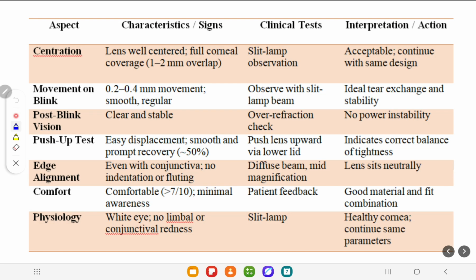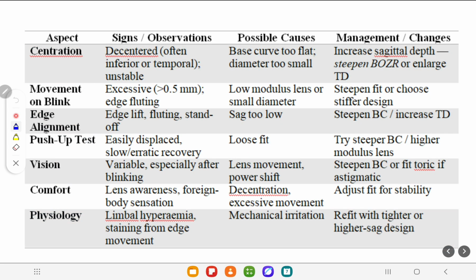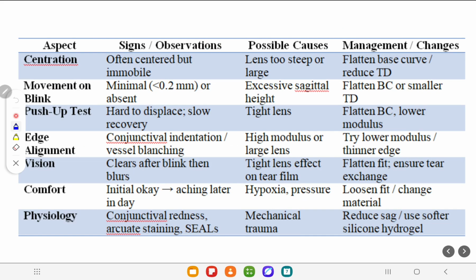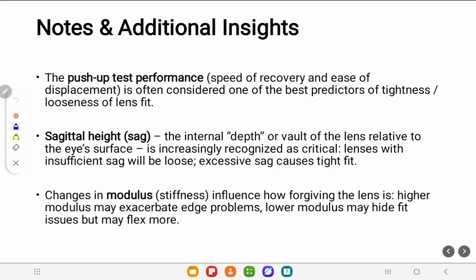again the same thing. Just pause the video and see what I mean by each and every test, alignment, comfort, all these things. Again, I'm going to say the same thing. Just pause the video and see what I mean by sign and observation, possibility, cause, and management and changes. Yes, I have made all the things clear here. So I want to discuss these last two slides, okay, which are important slides.